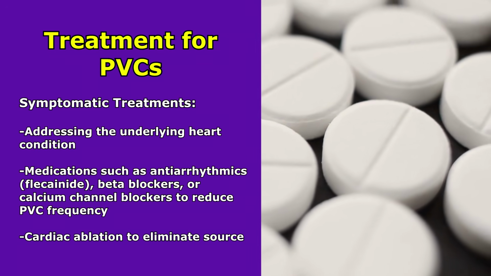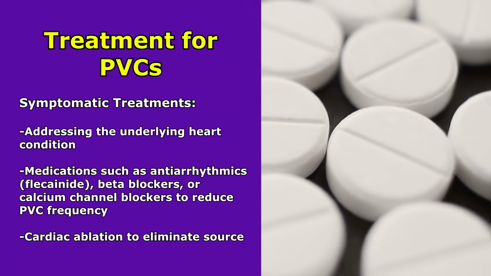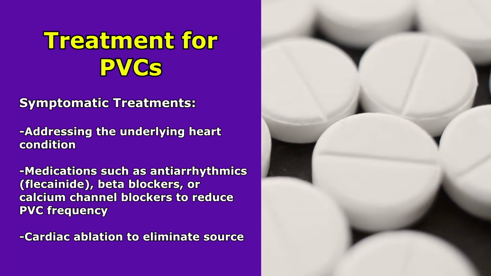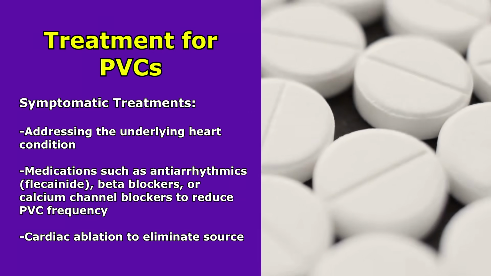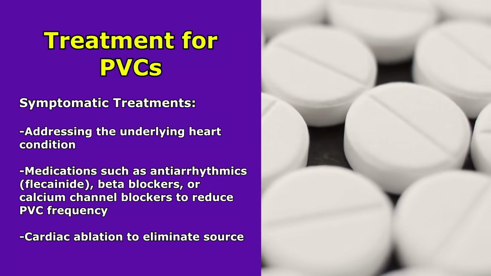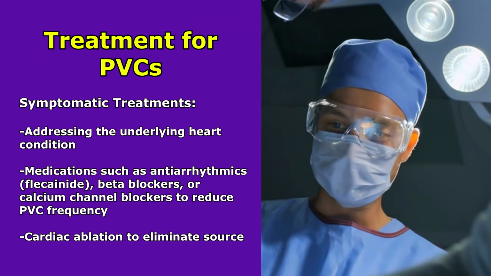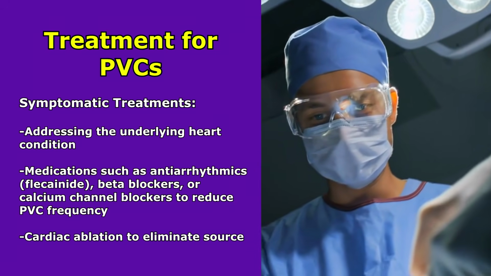Therefore, treatment for patients with symptomatic frequent PVCs, especially in those with underlying heart disease, could involve addressing that underlying heart condition and using medications such as antiarrhythmics like flecainide, beta blockers, or calcium channel blockers, and this will help reduce the frequency of those PVCs. And if medications are ineffective, a cardiac ablation may be considered to eliminate the source of the PVCs.